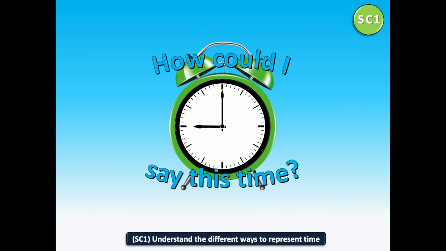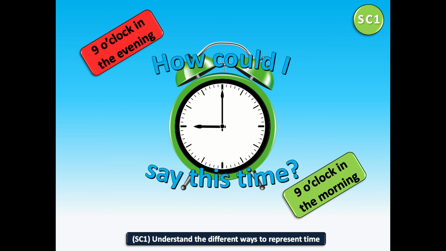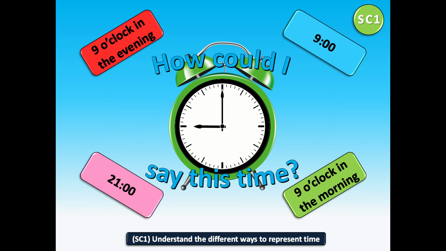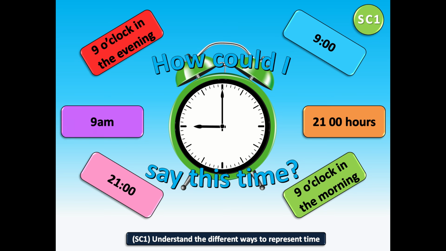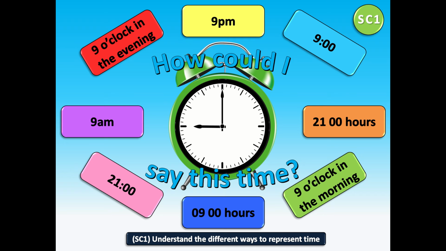So how could I say this time? Well, there's lots of different ways that we could express this time. We could say 9 o'clock in the evening, or 9 o'clock in the morning. We could say 900 hours. We could say 2100 hours. We could say 9 AM. We could say 0900 hours, or 9 PM.